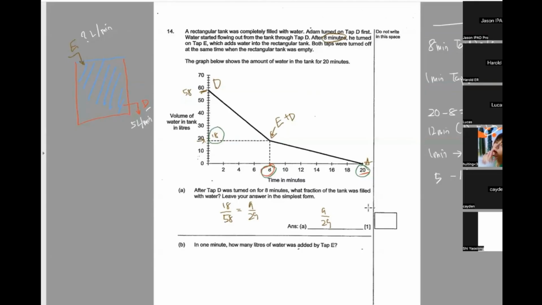So if the net effect is 1.5 liters has been drained out, and you have 5 liters being drained out all the time during that 12 minutes by D, it will mean that 3.5 liters of water is being poured every minute by E. So the answer is, for 1 minute, how many liters of water was added into tap E? 3.5, added by tap E, 3.5 liters. Or you don't write 3.5 liters per minute, just write 3.5 liters will do.